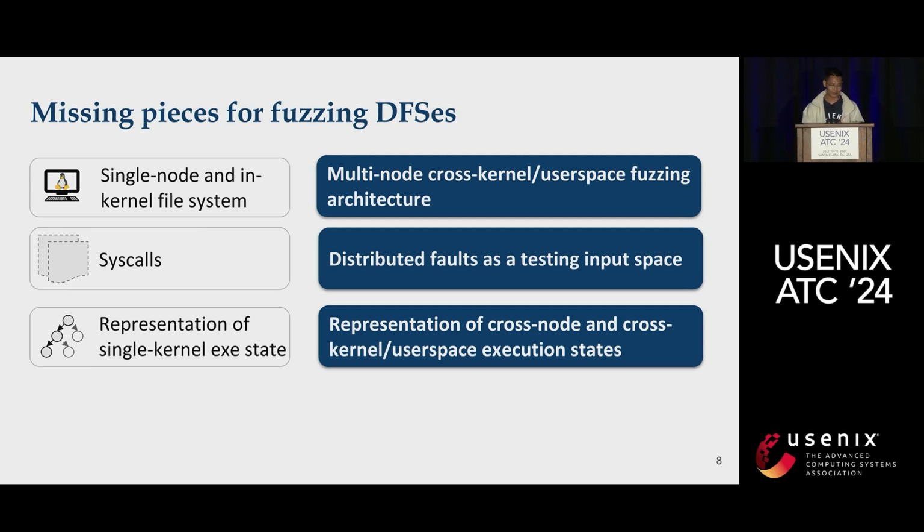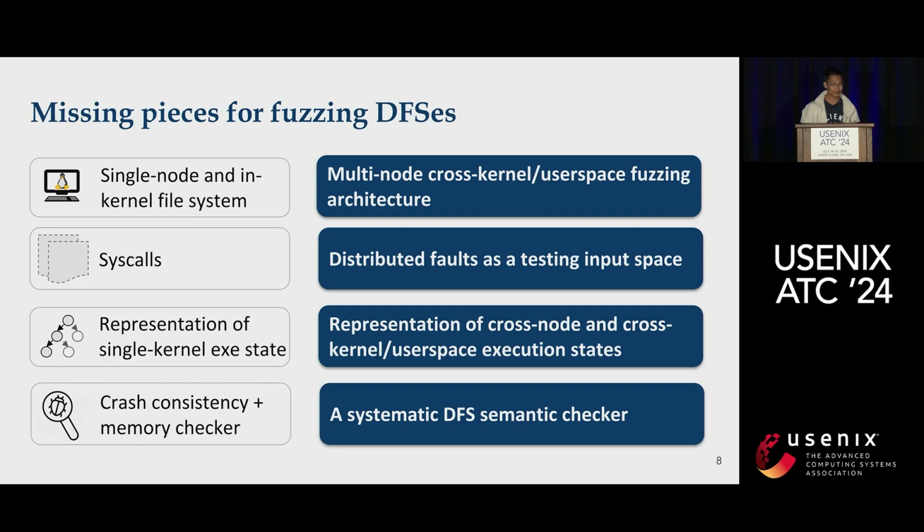Moreover, as local file system fuzzers are designed to test a single node and in-kernel file system, they can only collect the single kernel execution states as the feedback. However, as we mentioned, distributed file systems have multiple components that run across multiple nodes and across kernel and user space. So we have to come up with another representation to better represent the cross-node and cross-context execution states.